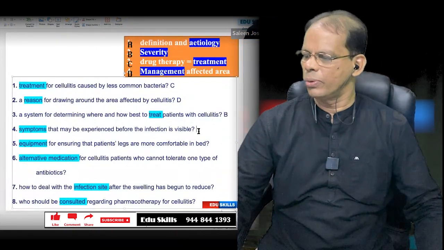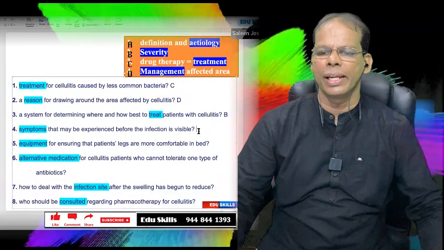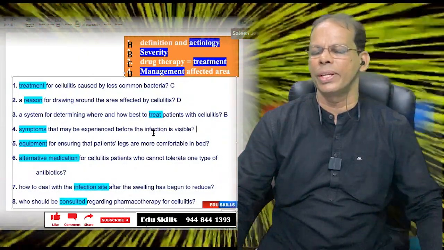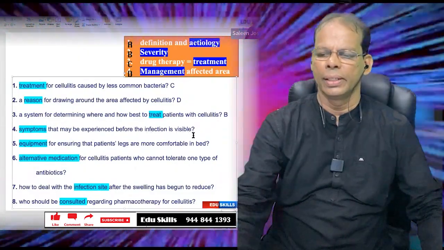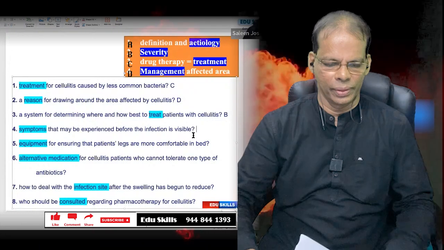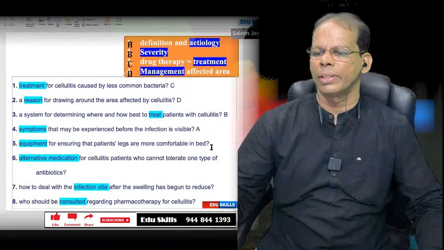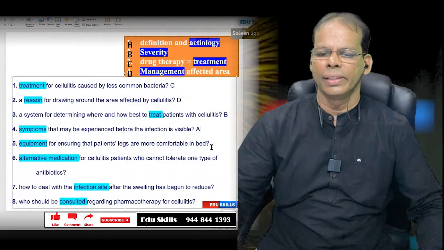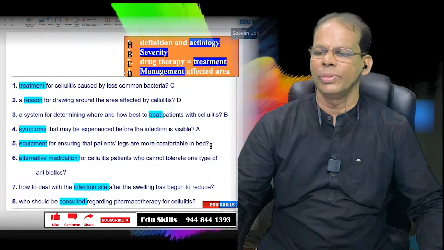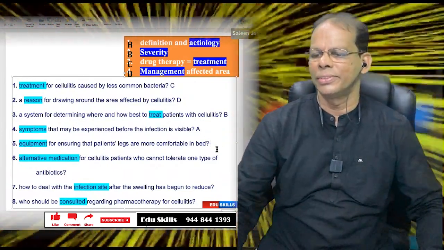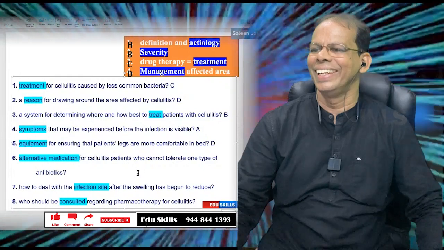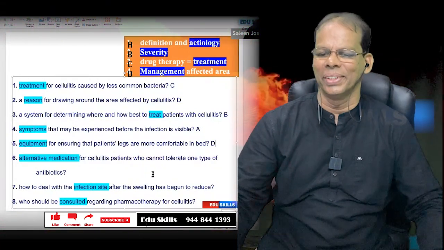Okay. Fourth one is symptoms that may be experienced before the infection is visible. Fourth one, A. Okay. Equipment for ensuring the patient's legs are more comfortable in bed. Next, D, management. Okay. So you know these things without even reading. We haven't gone to the text to refer.